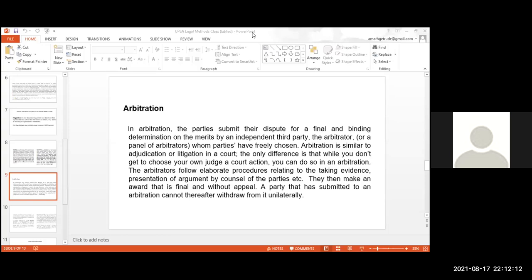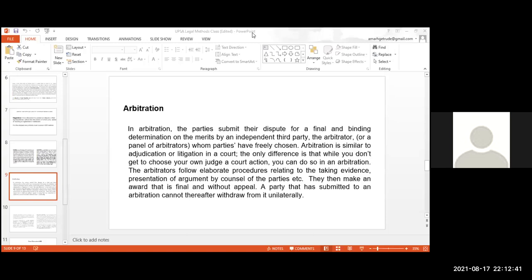Thank you. Good. So then we move on to, we were looking at arbitration, and we are saying that, you see, with arbitration, the parties are submitting their disputes for a final and a binding determination by an independent third party, who we call the arbitrator. Or if it is a panel, the arbitrator can be a panel of arbitrators, whom the parties have freely chosen.